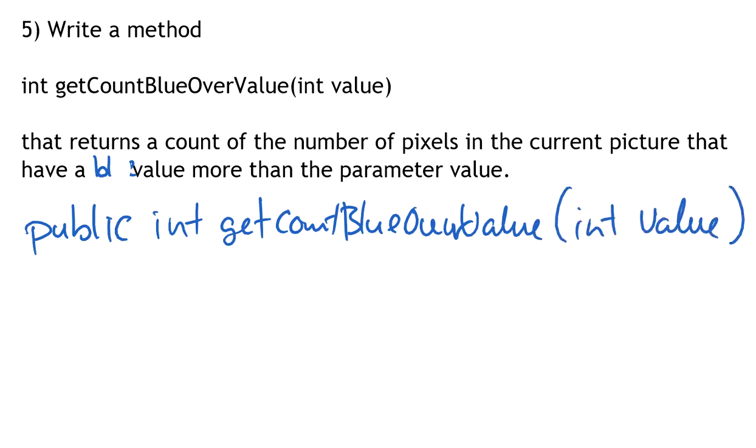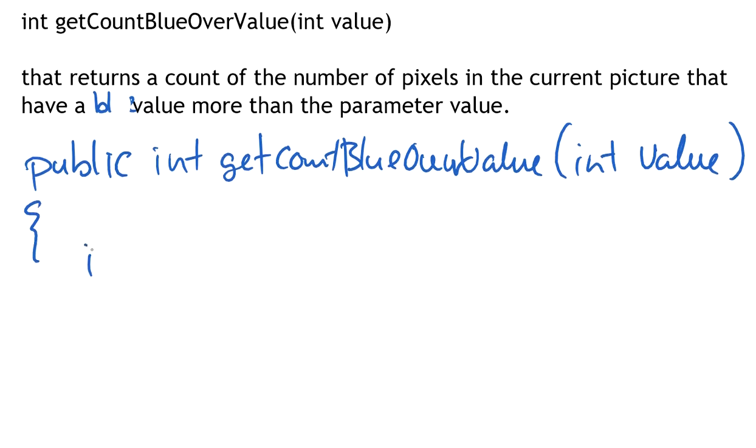So let's say that the value is 100. Every single time you encounter a pixel that has a blue setting more than 100, you need to increase your count by 1. In fact, speaking of increasing count by 1, we probably need a variable that's going to keep track of how many times blue was over a certain value. So I'm going to call it count, and I'm going to set it equal to 0.